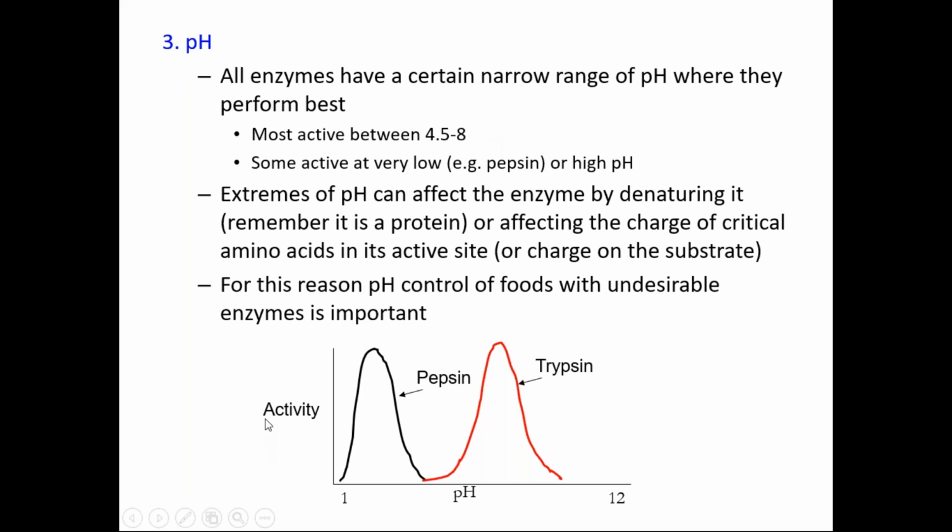So if you plot the activity of the enzyme versus the pH, or the reaction rate with the pH, what you will see is the activity increases, reaches a maximum, and then decreases. And generally it decreases either by inactivation or some change in the side chains of the critical amino acids at the active site. For this reason, pH control of foods with undesirable enzymes is important. So every enzyme is characterized by a Vmax, a Km, an optimum pH, and an optimum temperature.